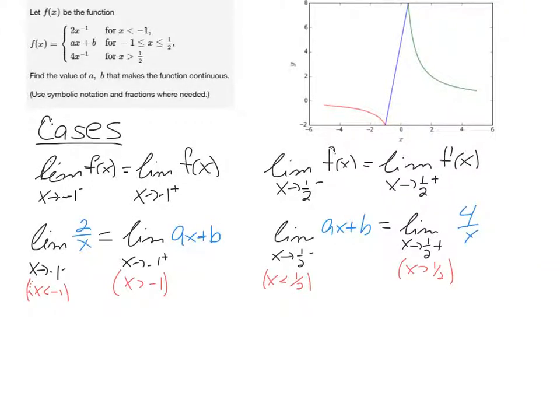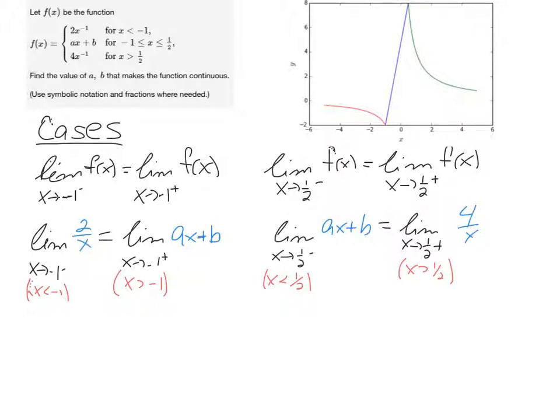And this is what it'll look like. I'll just fill in f of x, and that's going to be this branch when x is less than -1. And then when x is greater than -1, that'll be this case here. And similarly, when x is less than 1/2, that'll be this function here, and then when x is greater than 1/2, that'll be 4 over x. One thing I'll point out is I converted 2x to the -1 power into 2 over x, and 4x to the -1 power into 4 over x.